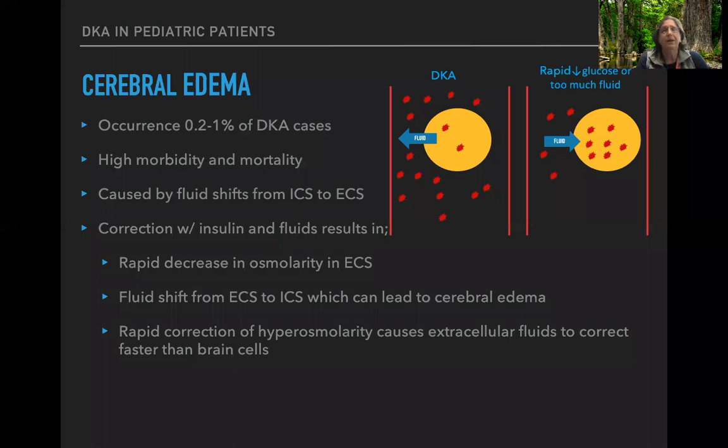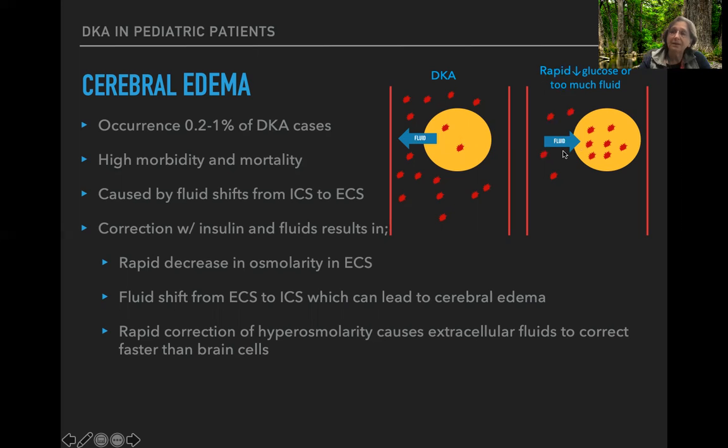So cerebral edema. It doesn't happen very often in DKA cases, but for those that it does happen in, there's a very high morbidity and mortality. It's caused by fluid shifts from the intracellular space to the extracellular space. So here's a patient with DKA, you have all these glucose and potassium molecules out here. It's hyperosmolar. Inside the cell, since the glucose and potassium aren't able to move into the cell, there aren't as many molecules. So fluid wants to balance this by shifting fluid from the intracellular space to the extracellular space.